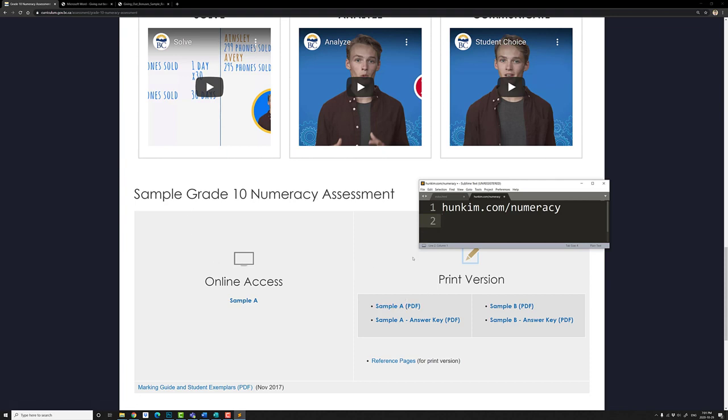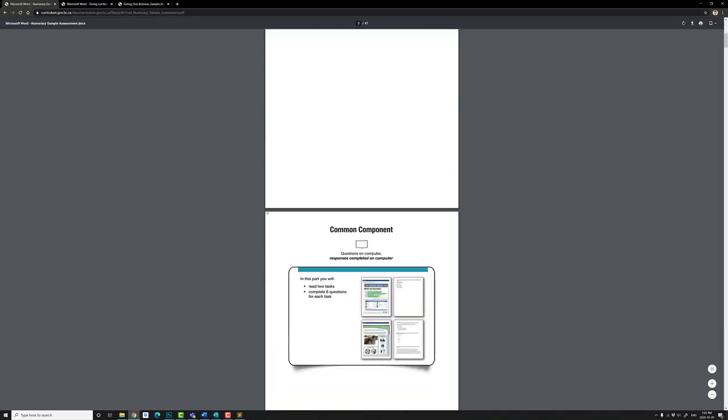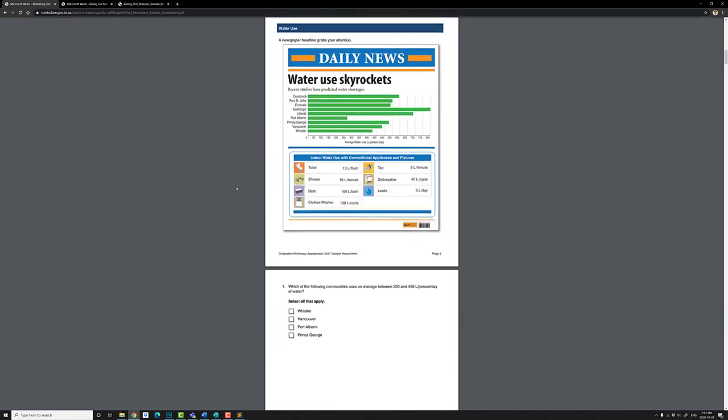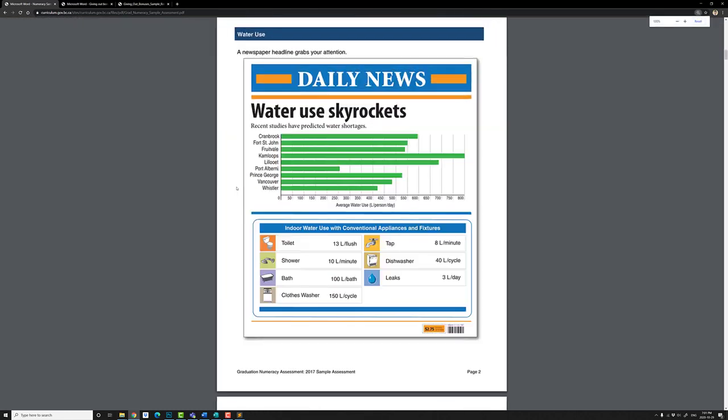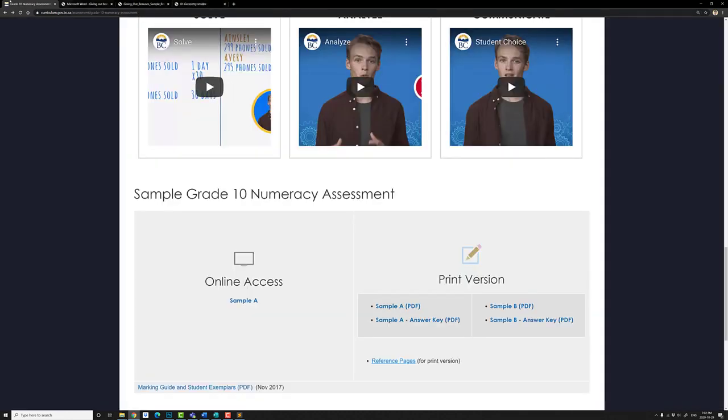Here we can download some sample exams. Video solutions have been made to these at hoonkim.com/numeracy. Here's your sample A PDF. You can see that this would take a lot of sheets of papers to print out, but there's your water case study. You can download the answer keys as well over here. There's your sample B numeracy assessment.